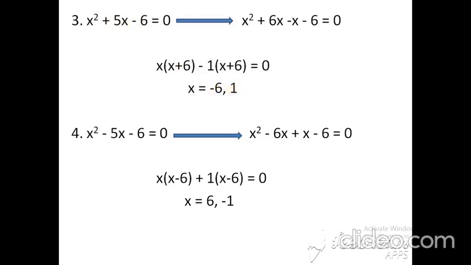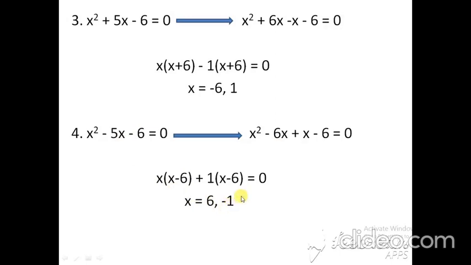In case 4, this is the last case, x square minus 5x minus 6 is equal to 0. Here both the signs are negative, that is, the sign at c and the sign at b are negative. So in this case, when simplifying, the sign of the larger term must be negative and the sign of the smaller term must be positive, and further simplifying it, we have x is equal to 6 and minus 1. So whenever both the signs are negative, the larger term is positive and the smaller term is negative.